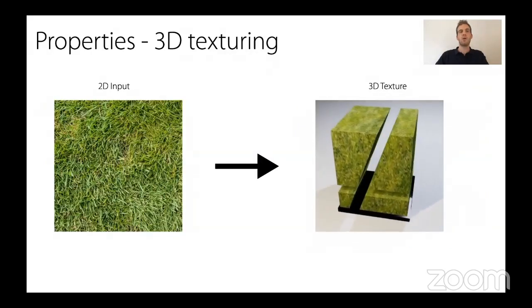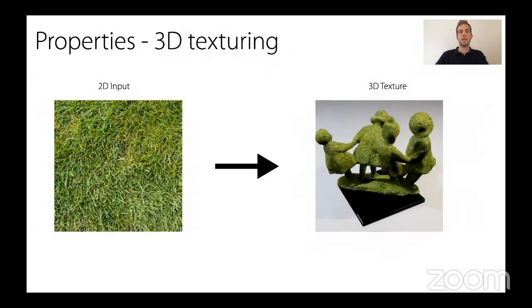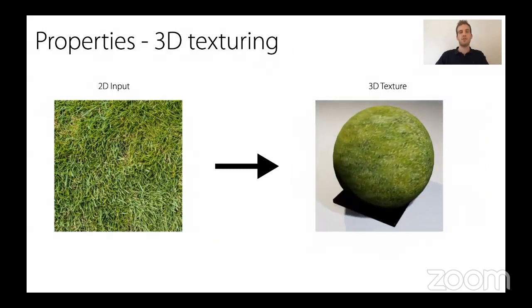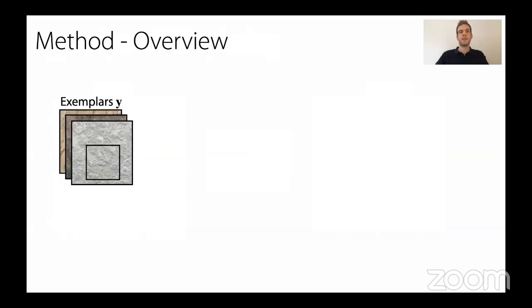Lastly, our work allows for 3D texturing, independent of shape and resolution. Let's have a look at our method. We are given an exemplar set Y. At each training step, a crop of a single exemplar is taken and encoded using an encoder G. The encoder G returns Z, which represents our compact latent space.